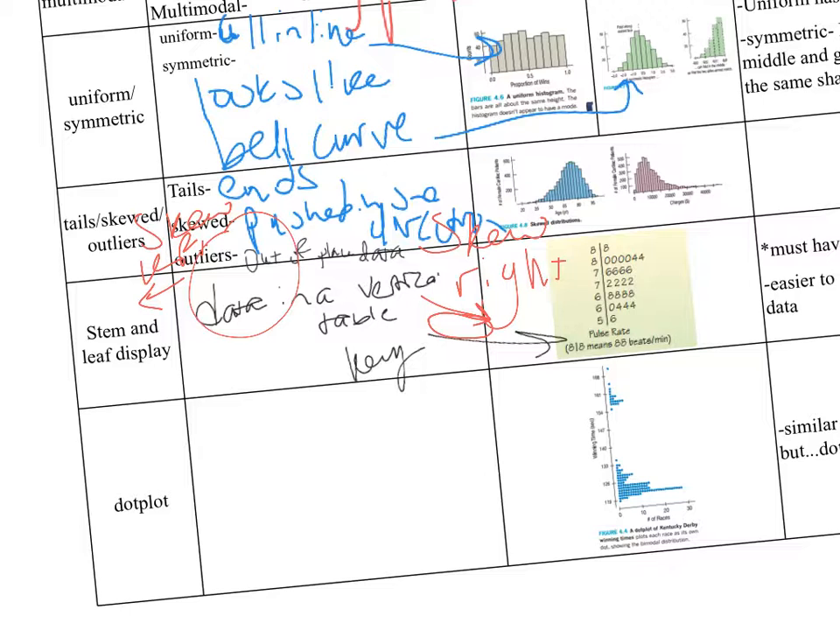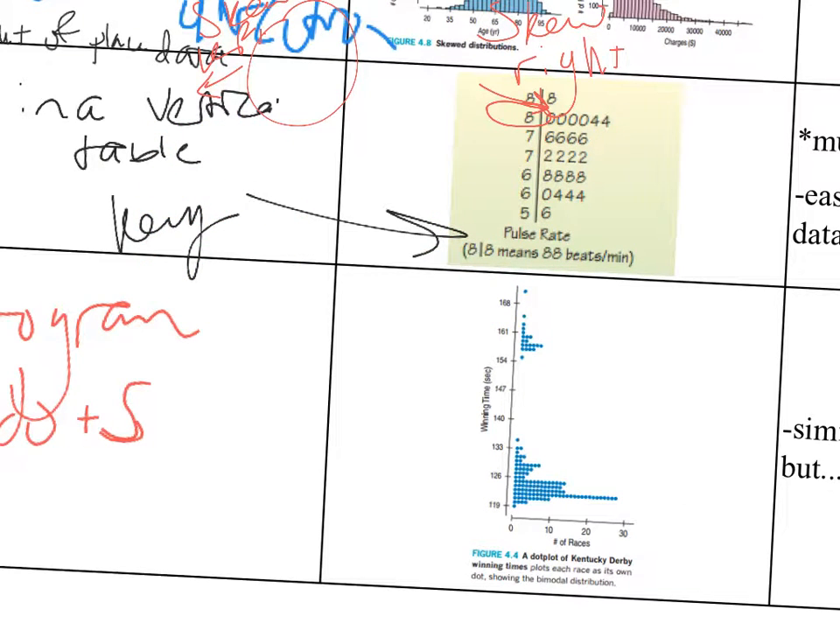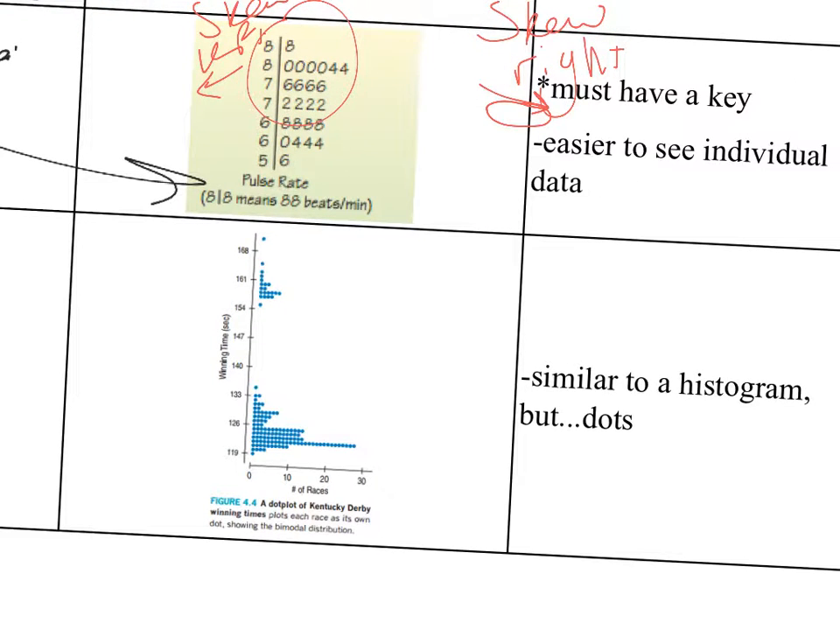But a dot plot is pretty self-explanatory, but I'm going to say it's like a histogram with dots instead of the bars, okay? So it's like a histogram with dots. So if you notice, it looks a lot like a histogram, but it's literally dots instead of the bars, okay? So like I said, similar to histogram, but dots.